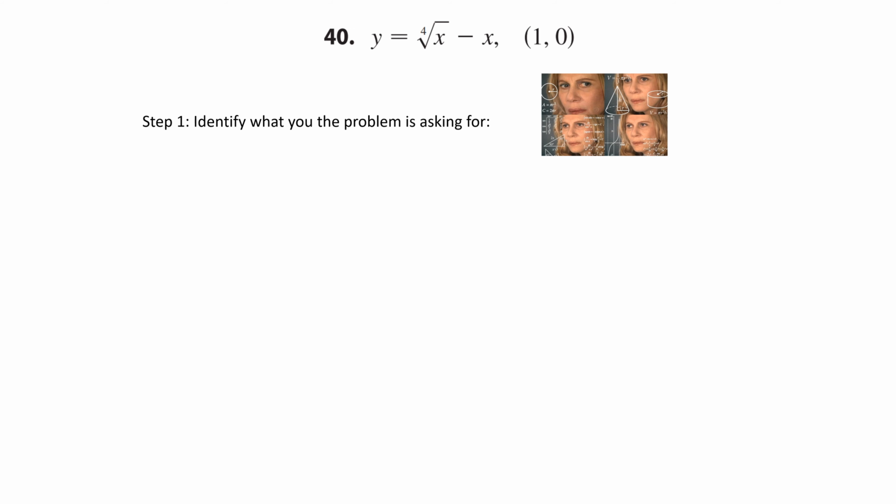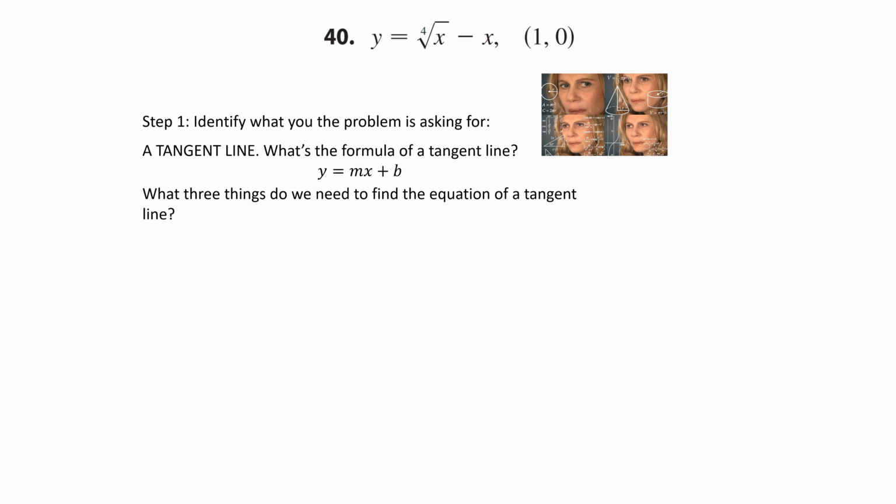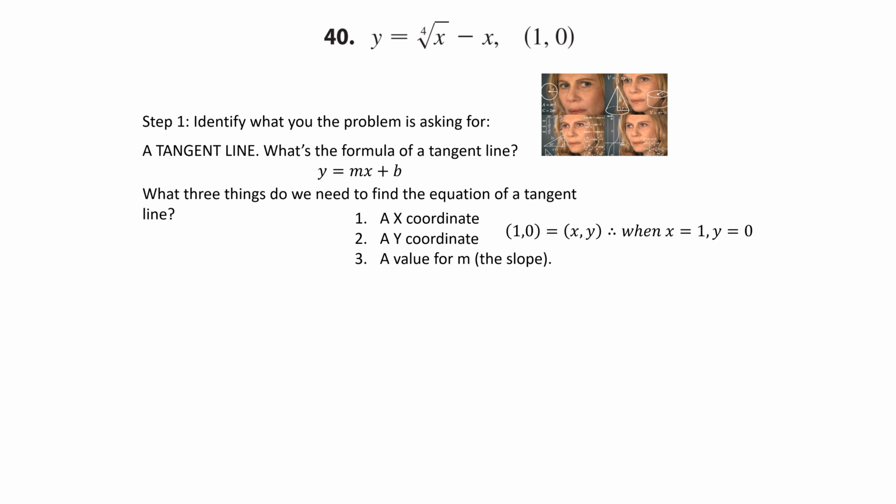The first question is to identify what the problem is asking for, and it directly says it wants a tangent line. So what is the formula for a tangent line? It's y equals mx plus b. And what three things do we need to find the equation of a tangent line? Well, you need an x-coordinate, you need a y-coordinate, and both of those are given in the problem.